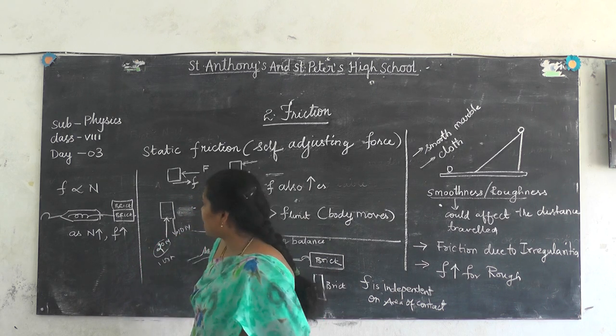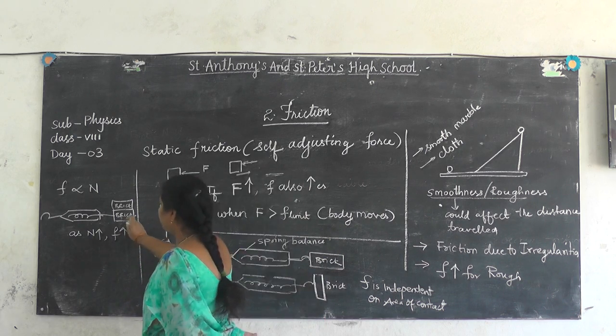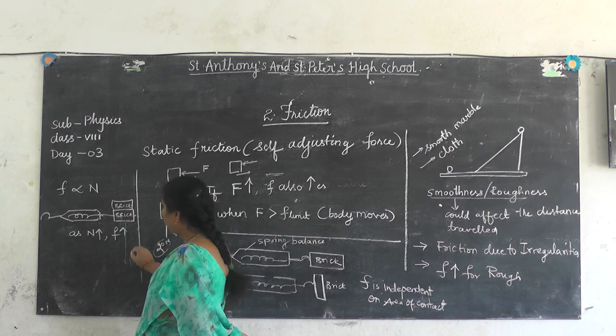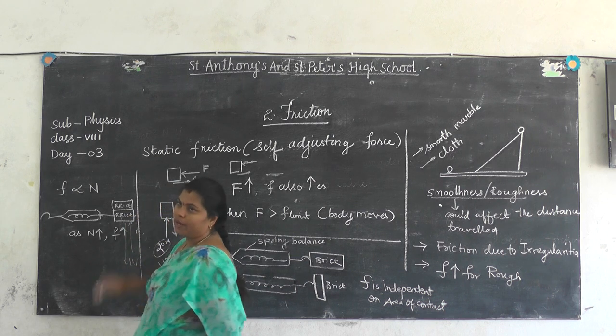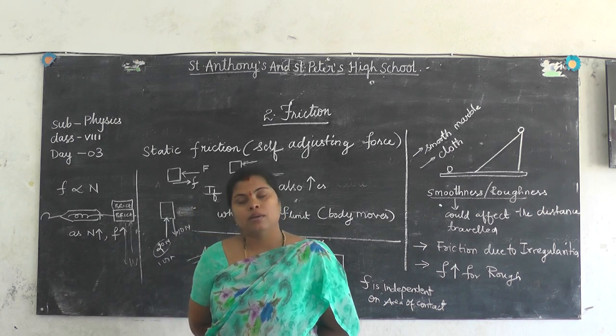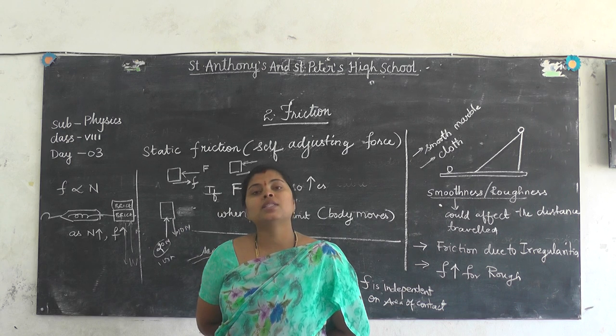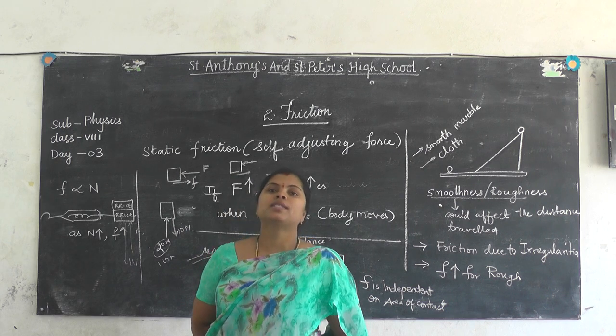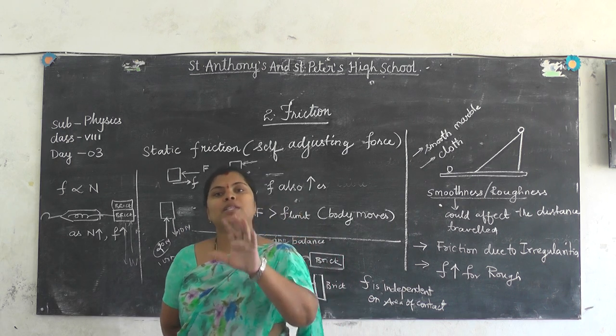What are the forces acting on the brick here now? Its weight and the normal force in the upward direction. Both the forces are equal and opposite. Hence, the net force acting on the brick is 0. That's the reason the bricks are at rest.